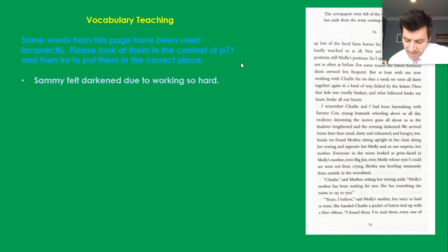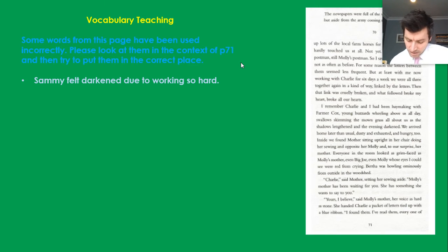Inside, we found Mother sitting upright in her chair, doing her sewing, and opposite her, Molly, and to our surprise, her mother. So they're surprised to see Molly's mother. It's interesting she's there. Everyone in the room looked as grim-faced as Molly's mother, even Big Joe, who doesn't normally react, does he, in the way that we'd expect somebody to react. But even Big Joe, even Molly, whose eyes I could see were red from crying. Bertha was howling ominously from outside in the woodshed.